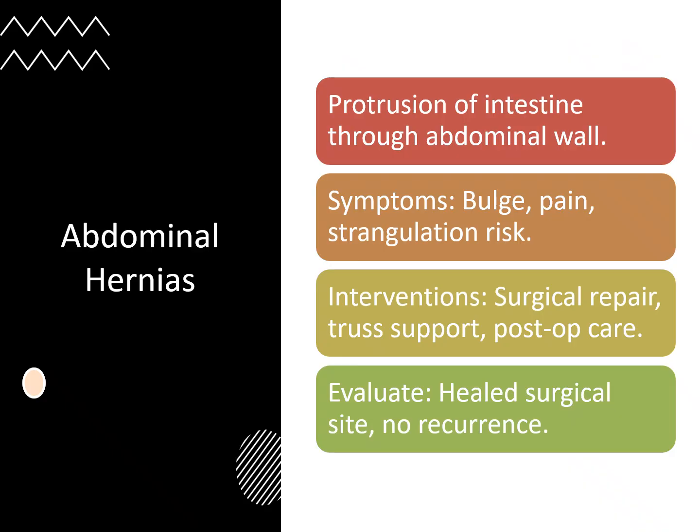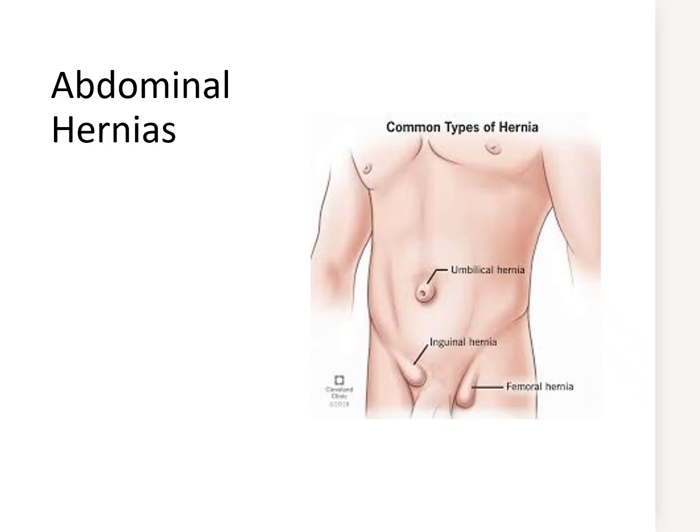Abdominal hernias: protrusion of intestinal wall through the abdominal wall. Symptoms: bulge, pain, strangulation risk. Intervention: surgical repair, truss support, post-op care. Evaluation: healed surgical site, no recurrence. These are some examples.